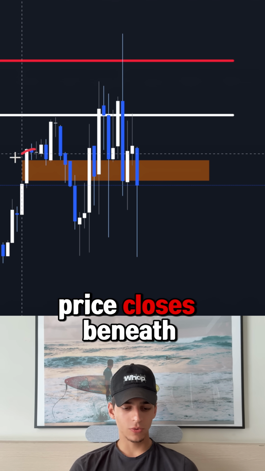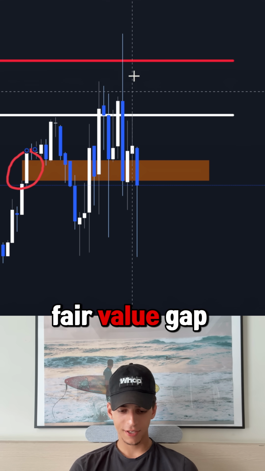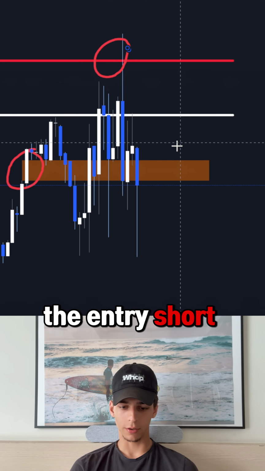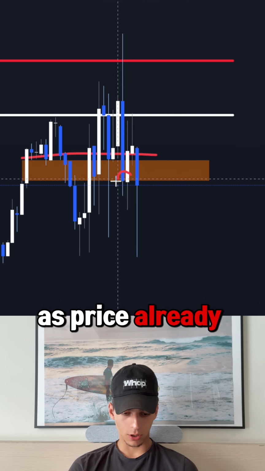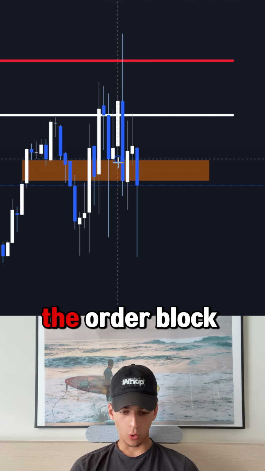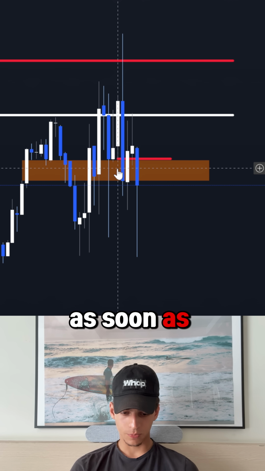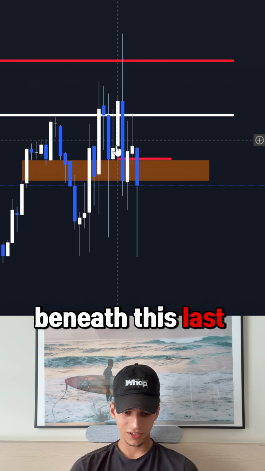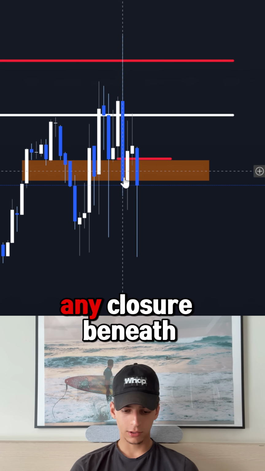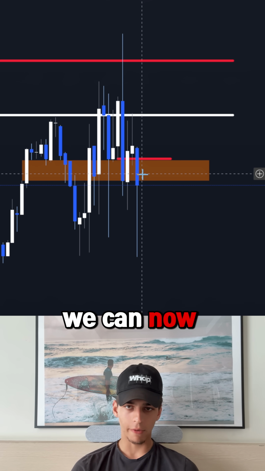As soon as price closes beneath this bullish fair value gap, right after tapping into the key level, we can start to look for the entry short. So we have the IFVG as price already closed beneath that fair value gap, but now we need the order block. Where is it? The order block forms right over here as soon as price closes beneath this last bullish candlestick before tapping into that key level. With a closure beneath it and a closure beneath that IFVG, we can now enter the trade.